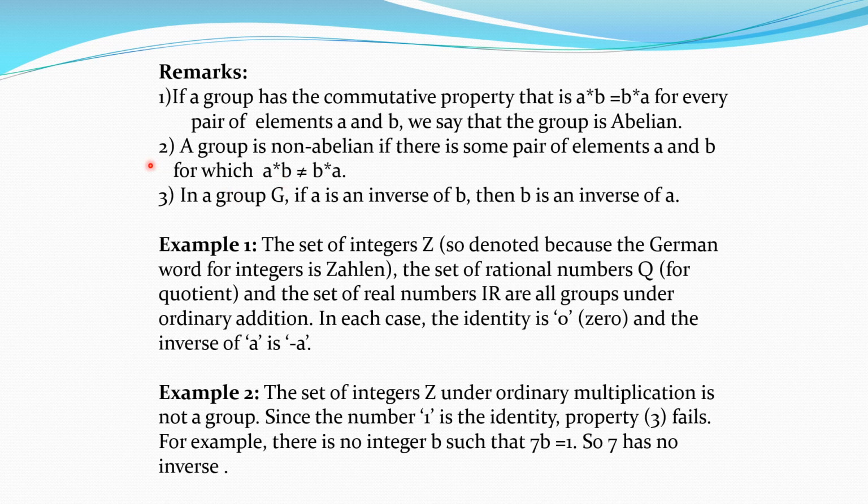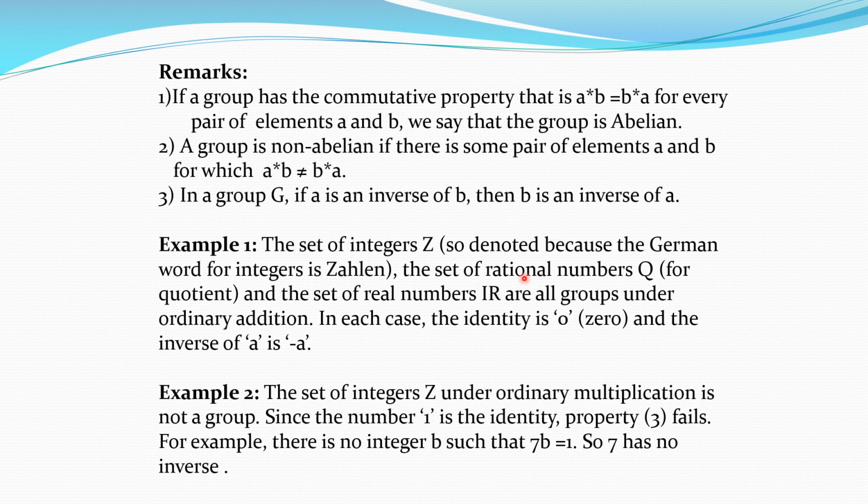Now we say that a group is non-abelian if there is some pair of elements A and B in G for which A star B is not equal to B star A. Because if for at least one pair of elements A and B in G we get A star B not equal to B star A, then the commutative property fails, and in that case the group is non-abelian. Now, whenever in a group G, if A is an element of G with inverse B, then A is an inverse of B. So if B is an inverse of A, then obviously A is an inverse of B.